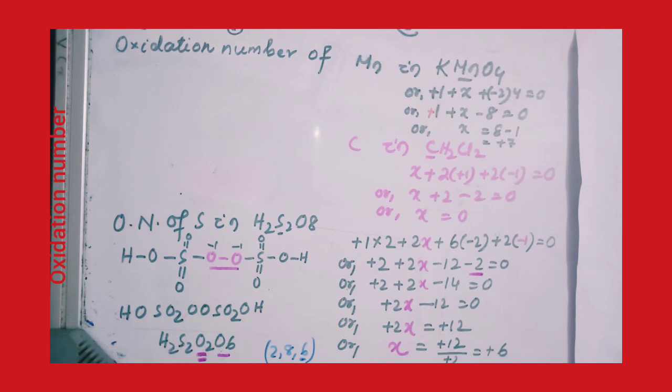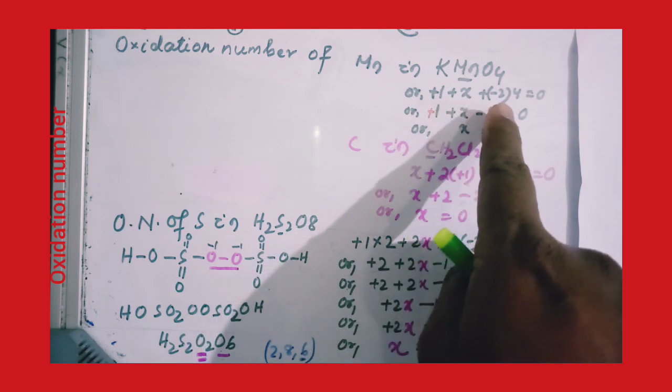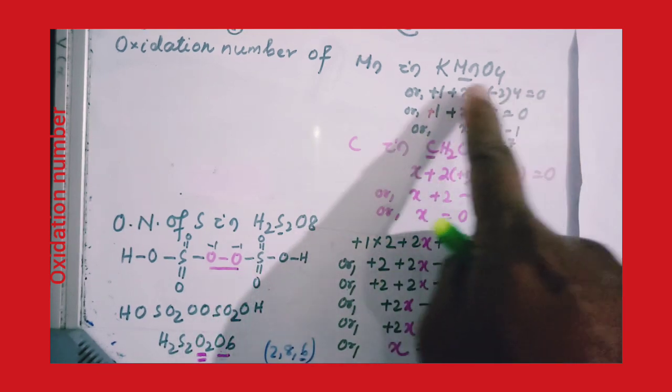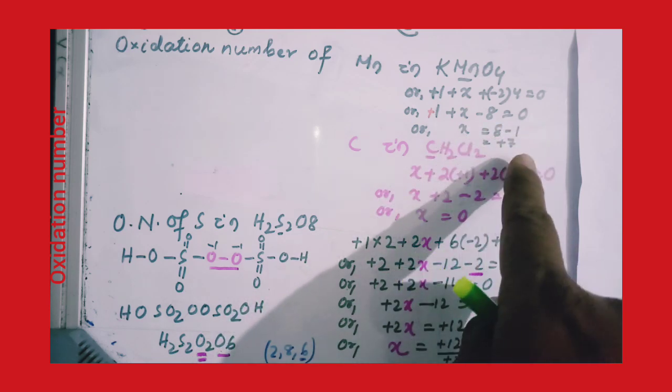Oxidation number of Mn in KMnO4 is found to be +7. You see, +1 plus x minus 2 into 4 is equal to 0, as it is neutral. +1 plus x minus 8 is equal to 0, x is equal to 8 minus 1, that is +7.